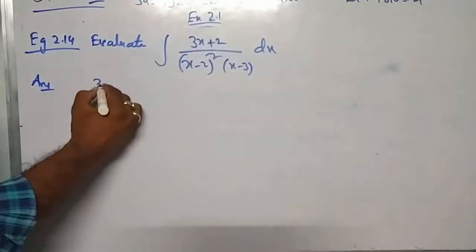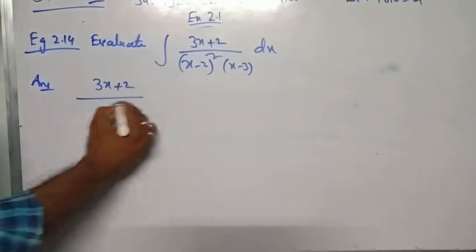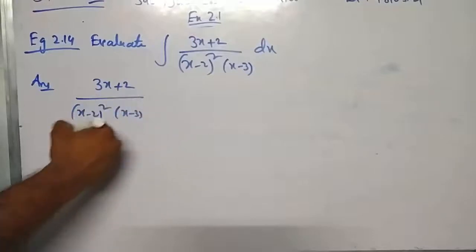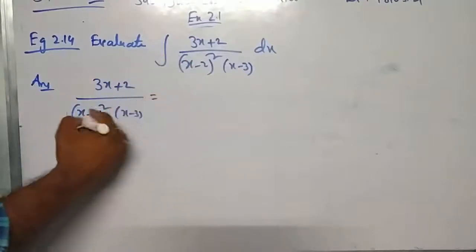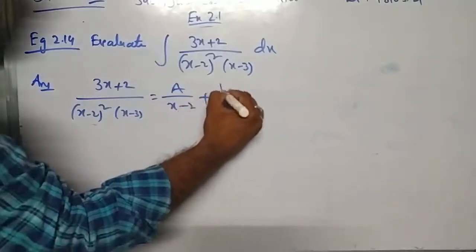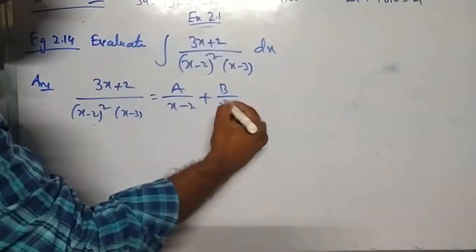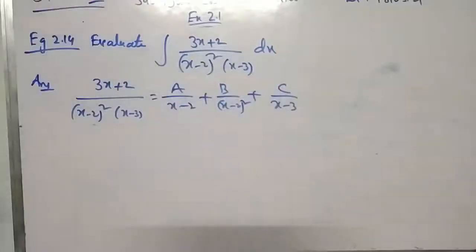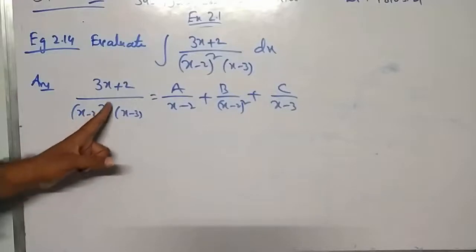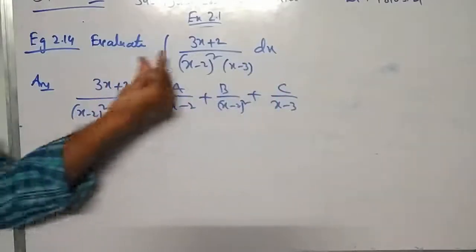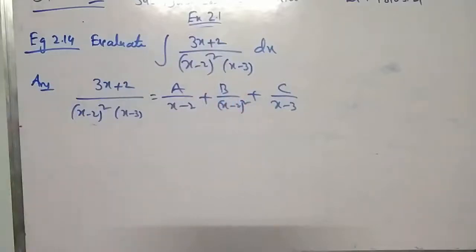So this I will write like this: 3x plus 2 by (x minus 2) whole square into (x minus 3). After solving, we will apply integration. So a by (x minus 2) plus b by (x minus 2) whole square plus c by (x minus 3). Look here, square and 1 are totally 3 terms: a, b, c. A is over x minus 2, b is over (x minus 2) whole square, c is over x minus 3.